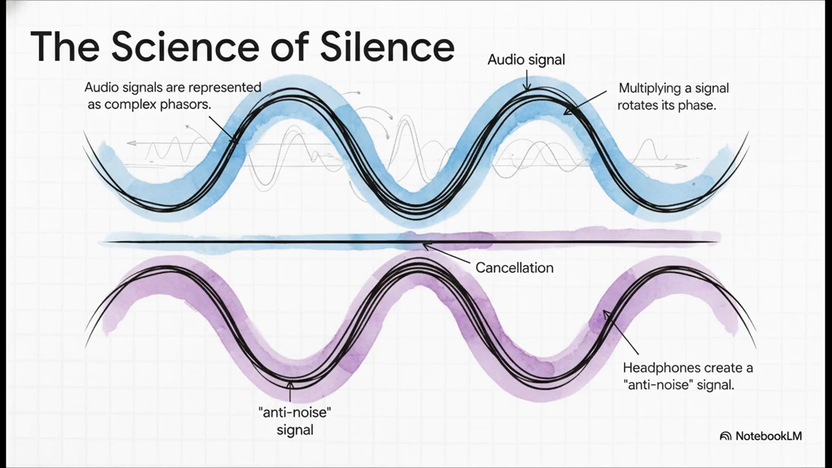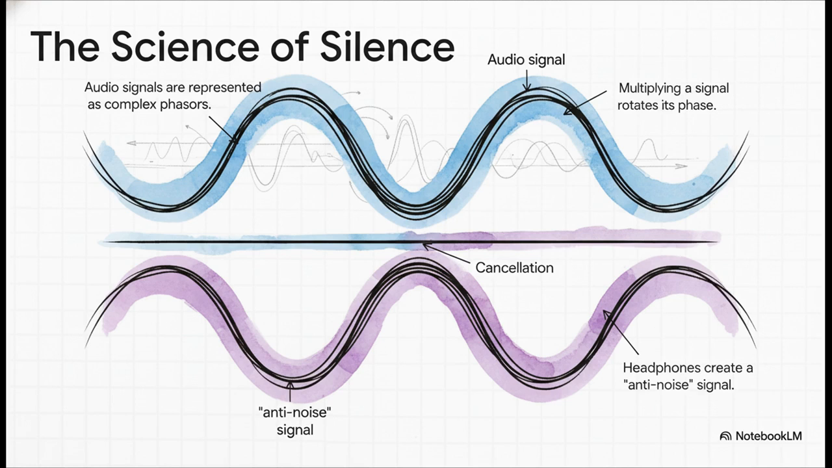So check this out. It's kind of mind-blowing. Engineers can actually represent sound waves as complex numbers. They call them phasors. Your headphones have a tiny microphone that listens to the noise around you. Then the magic happens. The electronics inside have to instantly create an anti-noise sound wave, one that's perfectly out of phase to cancel out the incoming noise.